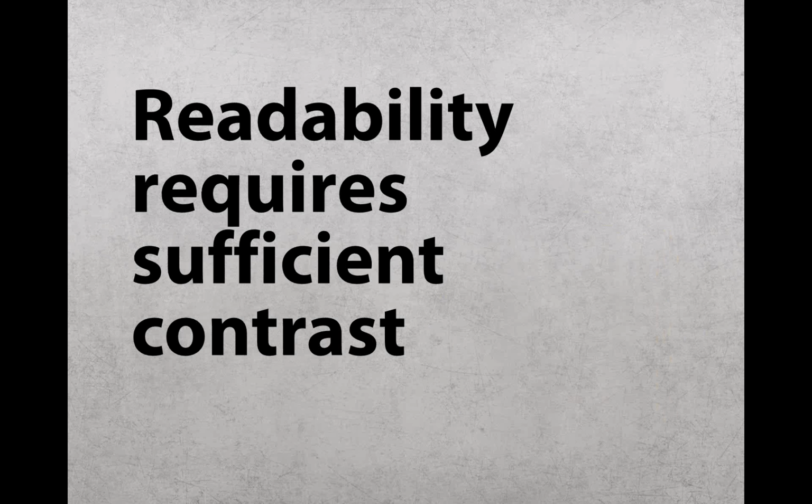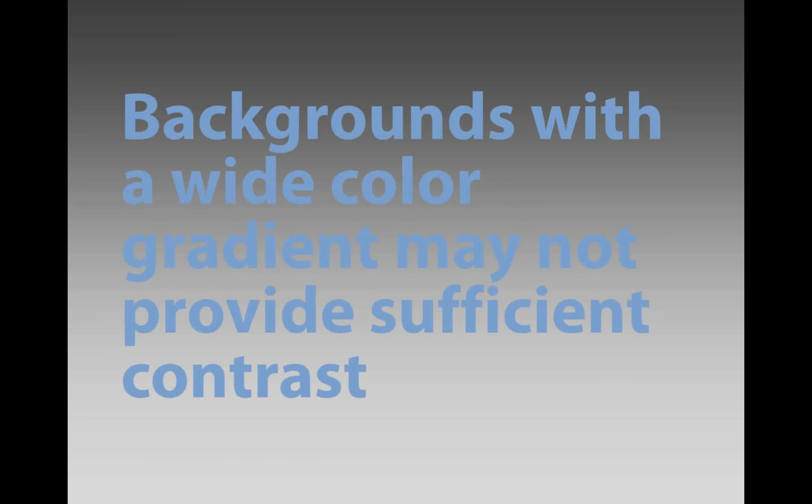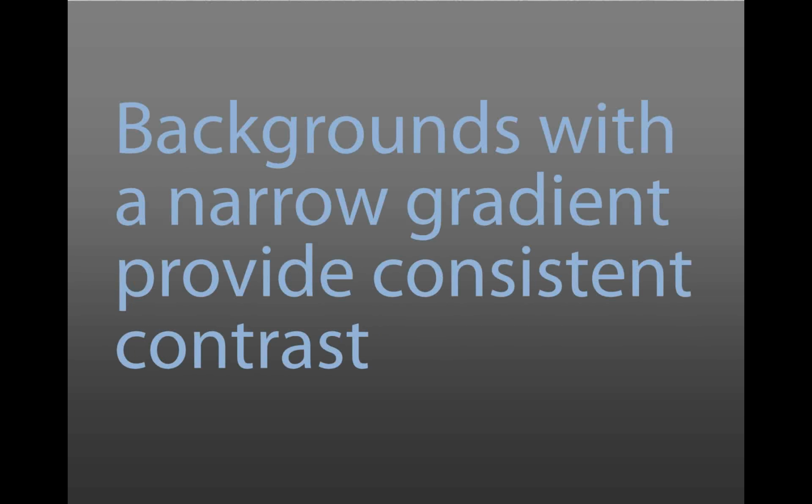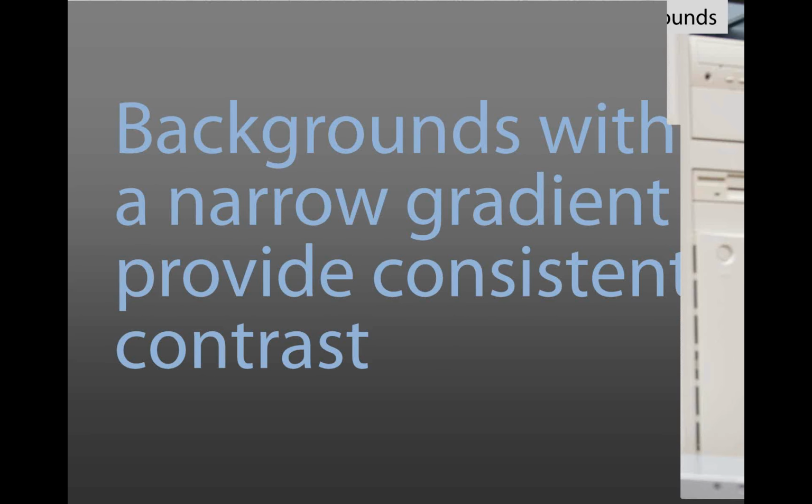And readability also requires sufficient contrast. So this is a gradient fill. It goes from dark at the top to light at the bottom, and it's a big gradient fill. There's a big range there of colors. Sometimes it can be hard to find text that can go over it, because it's hard to find something that works on dark and on light. So when you have a narrower gradient, the colors are closer together, it makes it easier to find a color that can give you sufficient contrast.